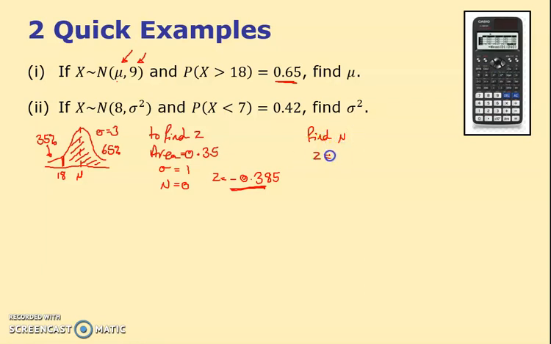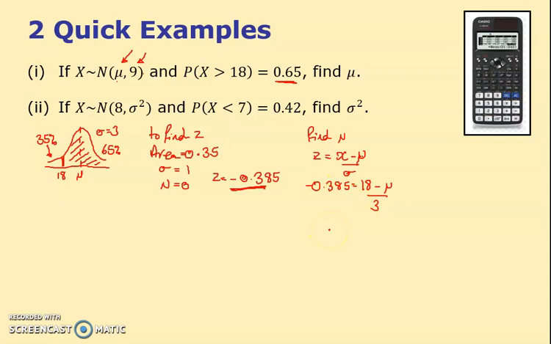And of course I use this z equals x minus mu over sigma formula. My z is minus 0.385. My x, well, I know my x actually. My x value here is 18. My mu is what I'm after. And what was my sigma? My sigma in actual fact was 3. So you can see effectively I can move that over.